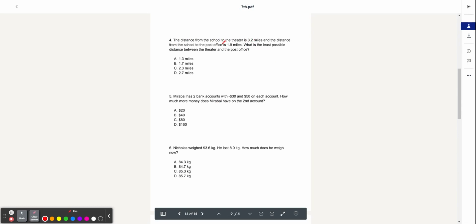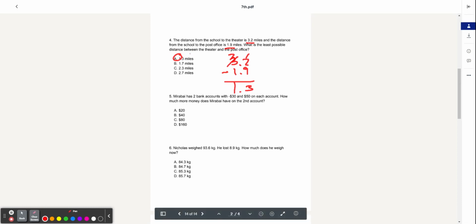4. The distance from the school to the theater is 3.2 miles, and the distance from the school to the post office is 1.9 miles. What is the least possible distance between the theater and the post office? Okay. So the least possible distance is just the difference of these two numbers. So we just subtract again. And we get 1.3.